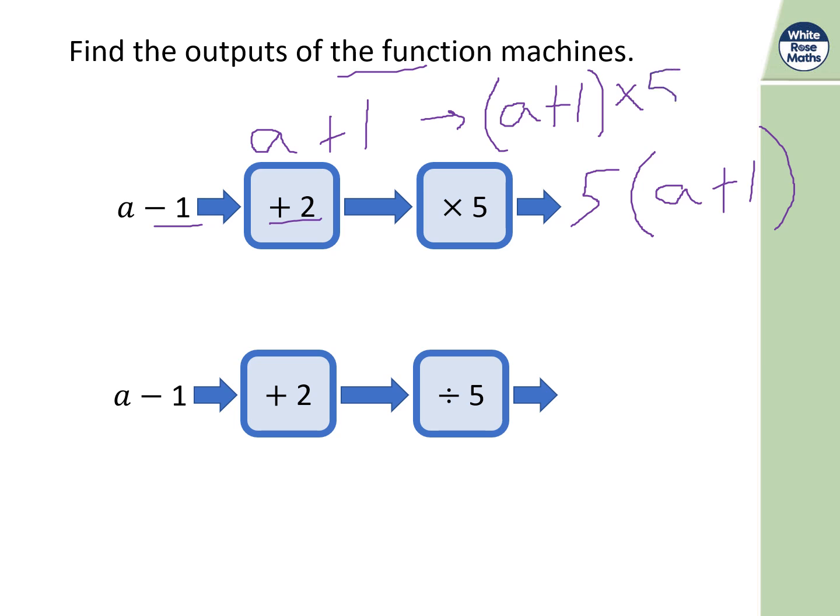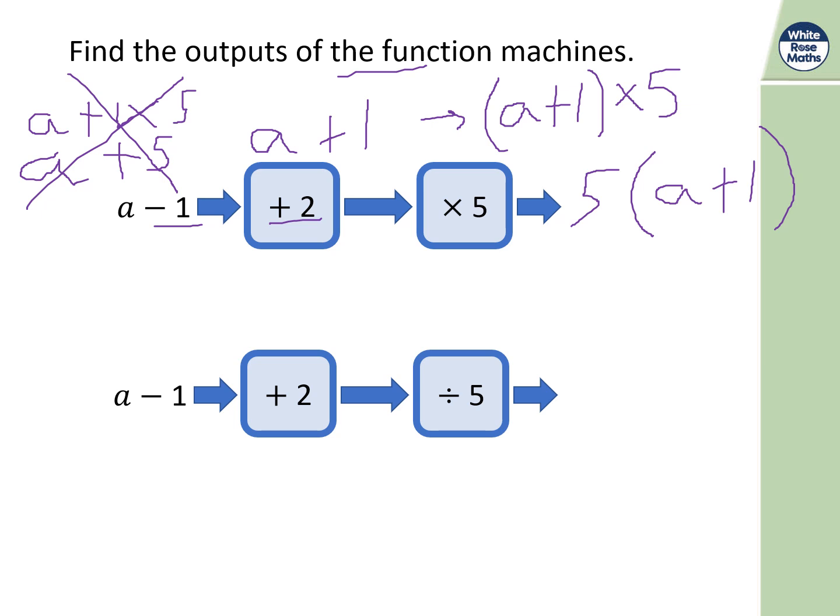In this case, avoid writing it like this, because that will open up problems with BIDMAS. Because if that's using BIDMAS, then you would actually have a plus 5 rather than 5 lots of a plus 1. So be very careful. Where possible, put some brackets there, so introduce some brackets to make it clear that I'm doing that.